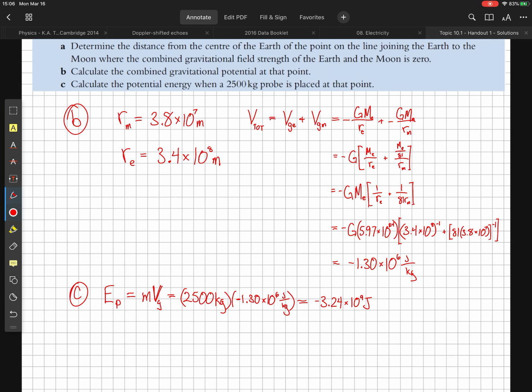Finally, for part C, calculate the potential energy of a probe at that point. Finally, something really quite easy. We just take the formula in the data booklet under subtopic 10.1 and we plug in our mass value and multiply it by the gravitational potential that we calculated previously. And we get 3.24 times 10 to the 9 joules. Okay.